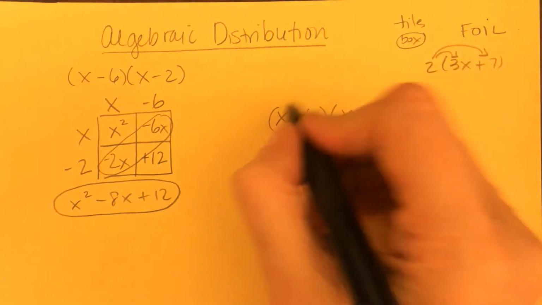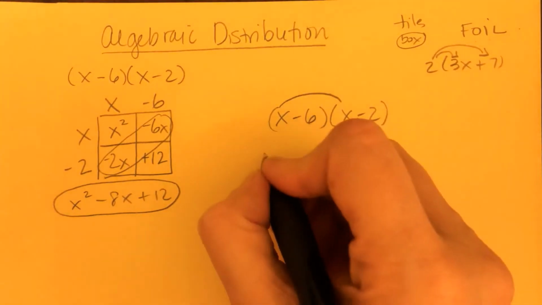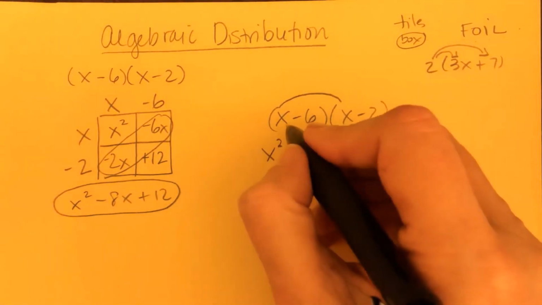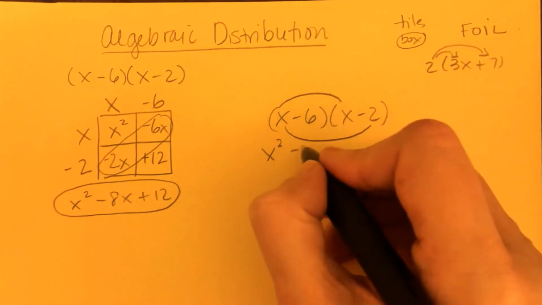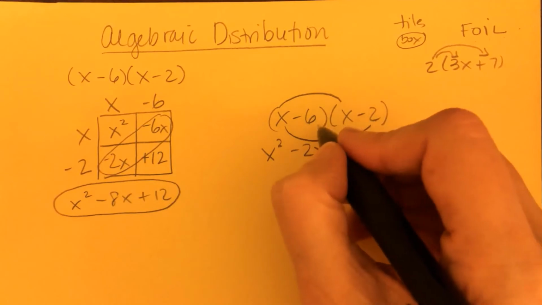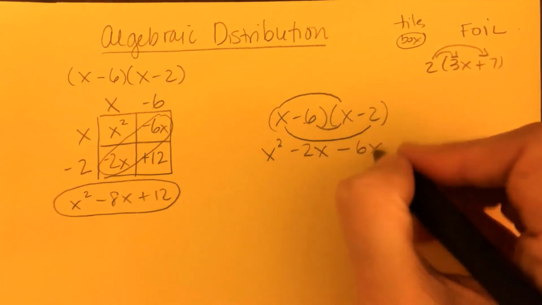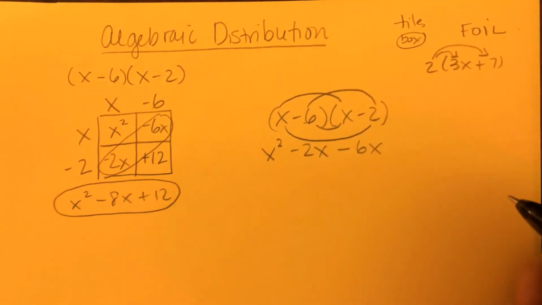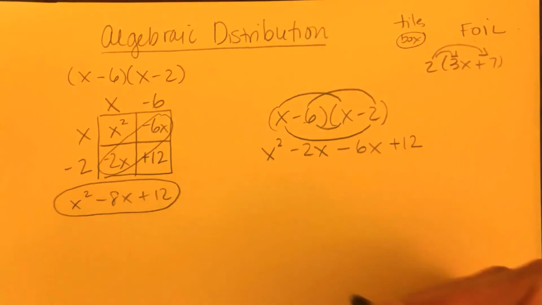Okay? So I'm going to multiply my first terms together. So x times x is x squared. I'm going to do my outside terms together. x times negative 2 is minus 2x. I'm going to do my inside terms together. Negative 6 times x is negative 6x. And my last terms together, which is negative 6 times negative 2, which is positive 12.